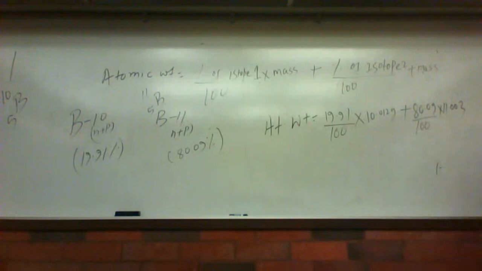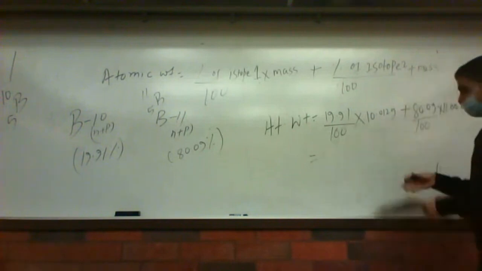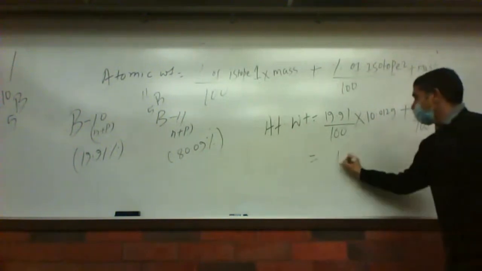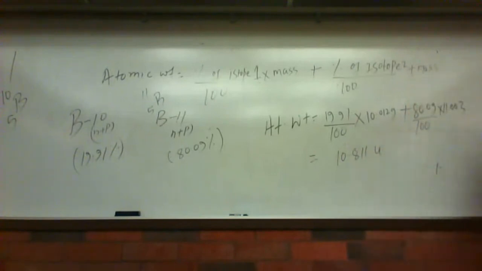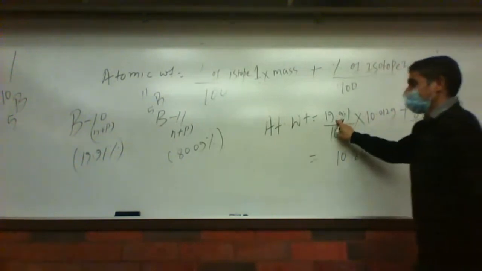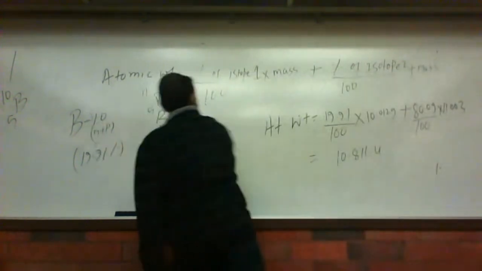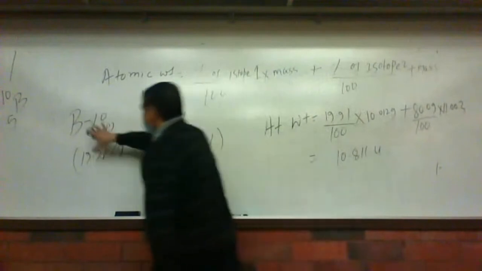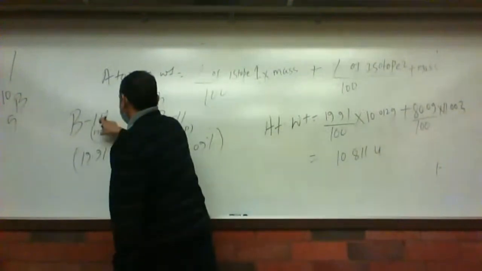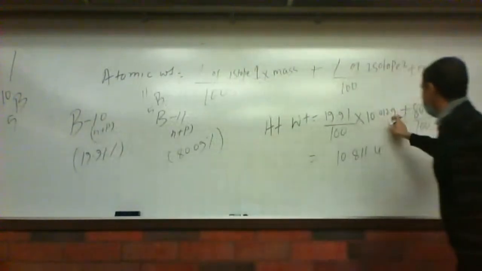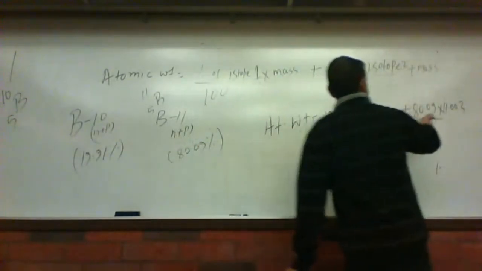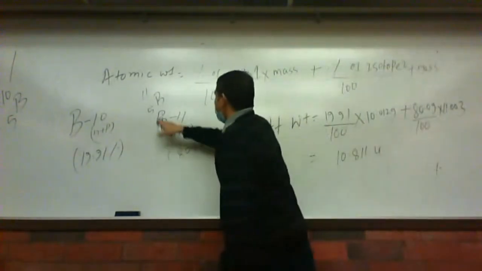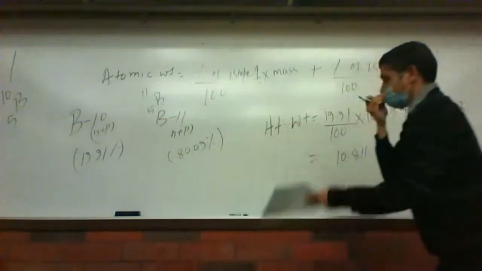So just put this number in the calculator, and you will get 10.811 atomic mass unit. Make sense? Simple. So 19.91 is its percentage, and this number is its mass, approximately 10.0129. And this number 80.09 is its percentage, and this one is its own mass, approximately 11 point something is given here.